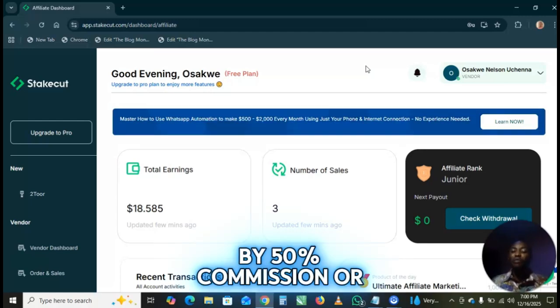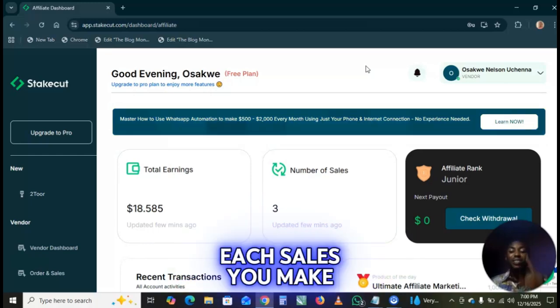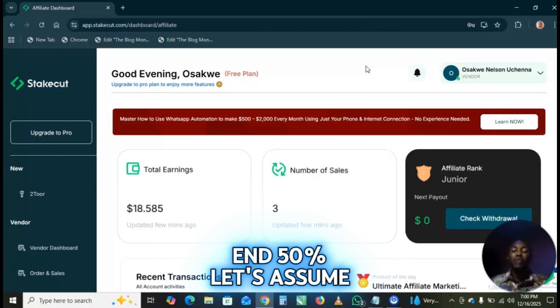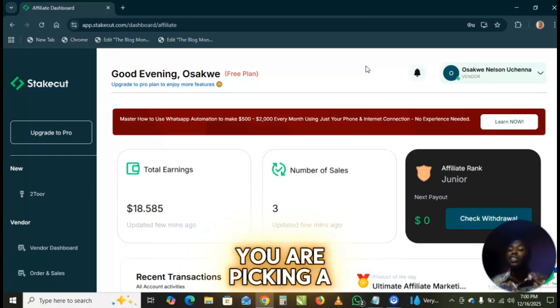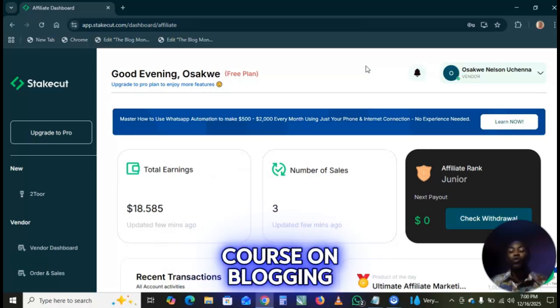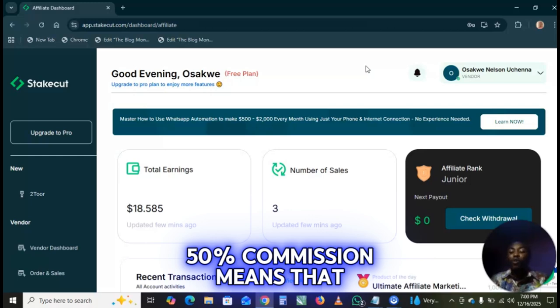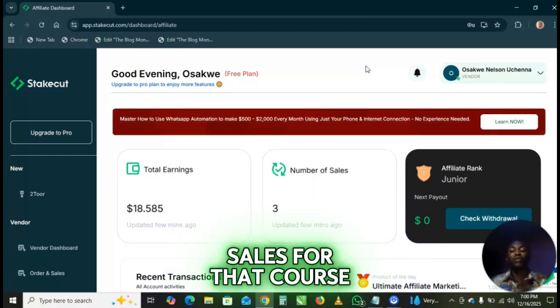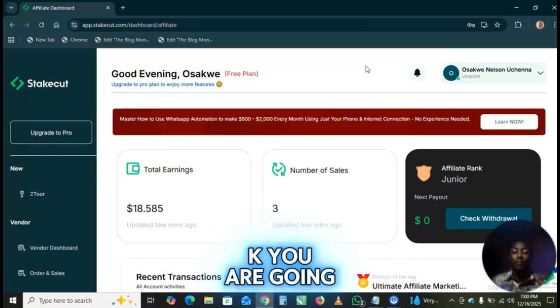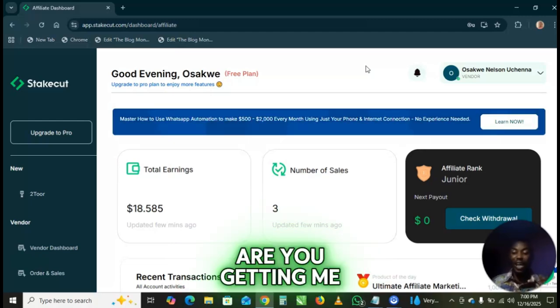And what I mean by 50% commission or 60% commission, it means that for each sale you make, you are going to earn 50%. Let's assume you are picking a course on web design, or you are picking a course on blogging, and that course is selling for 50k. 50% commission means that if you make a sale for that course that is selling for 50k, you are going to earn a commission of 25k. Are you getting me?